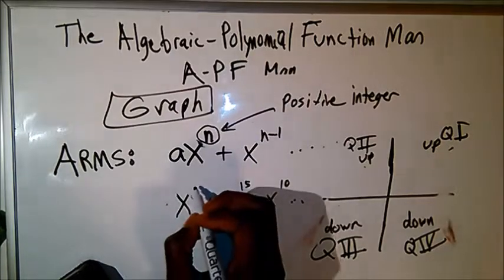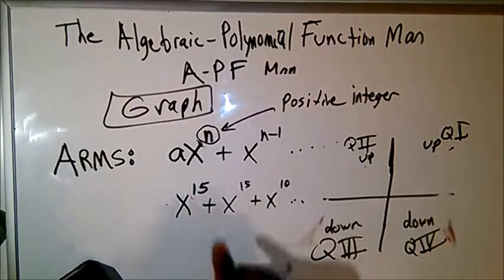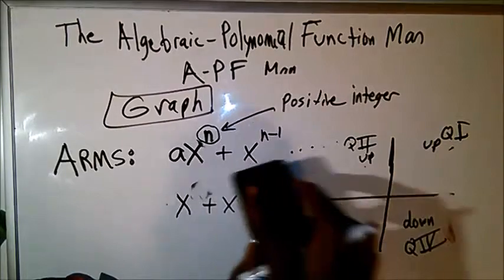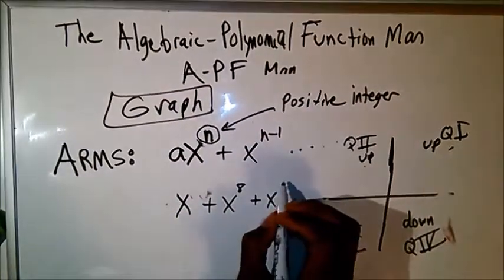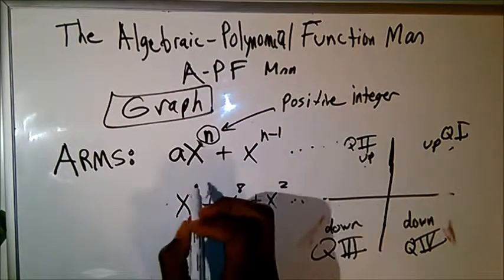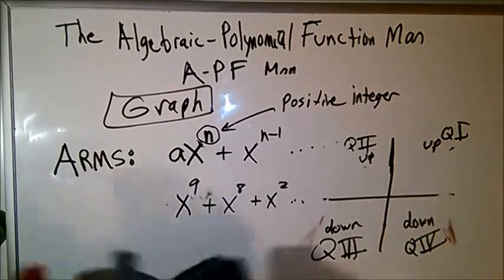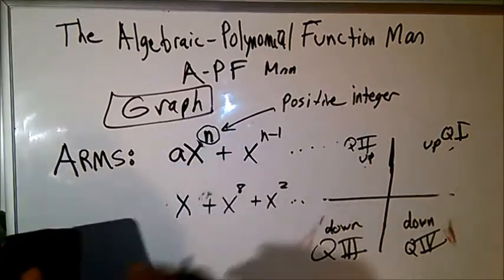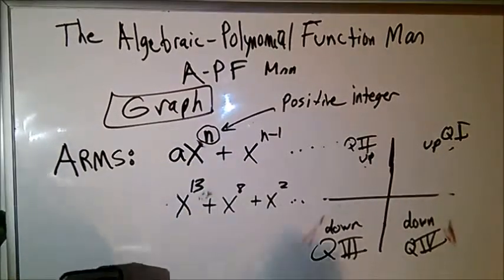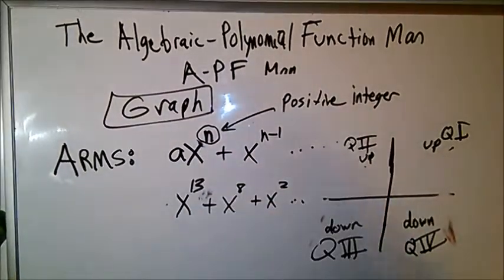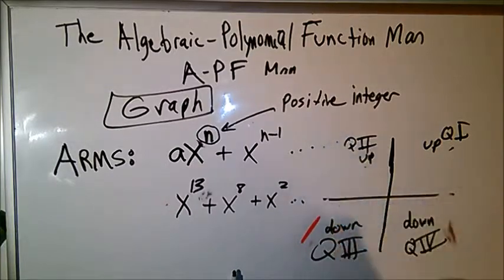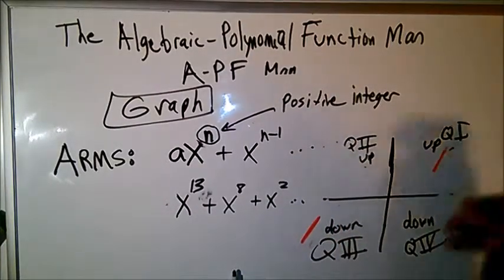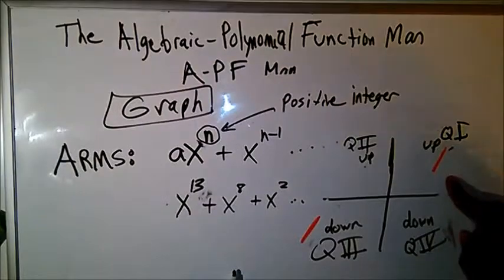Now, if the power is odd, like 15, or the highest power is odd, like 9 or 13, doesn't matter as long as it's odd, then it's going to start down left, right? It's going to start here down and it's going to end up. So down left, up right. Okay?